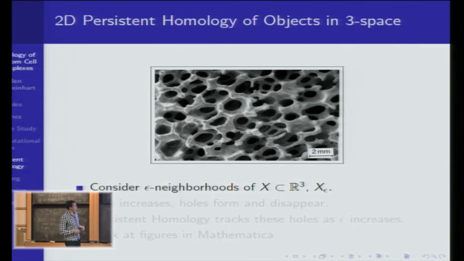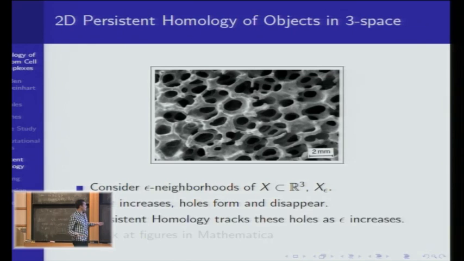So the idea is to take this space and expand it. As you look at the epsilon neighborhoods, and as epsilon increases, holes form and disappear. And you hope that in the case you're working on, each hole is going to correspond to a cell of the open cell foam. Then using that, you can take a look at the adjacency of these cells, and that will give you a dual graph. OK. So to give you a better sense of what's going on with persistent homology, there's a couple figures in Mathematica.